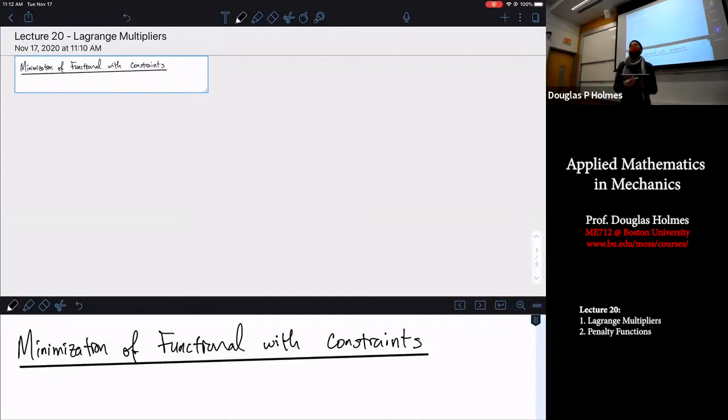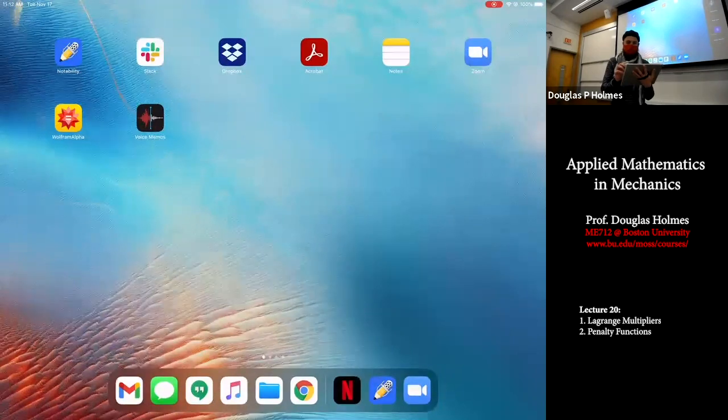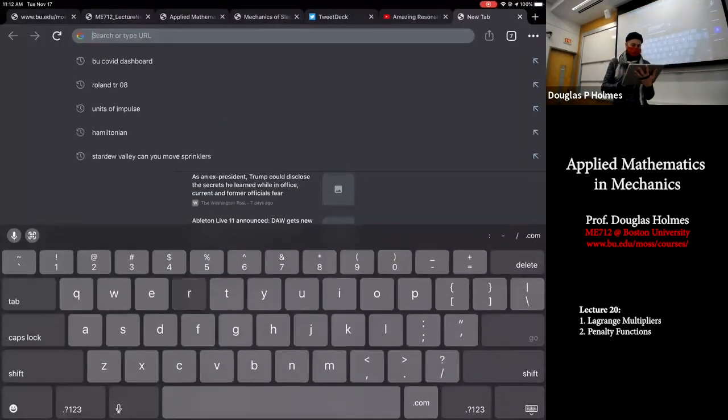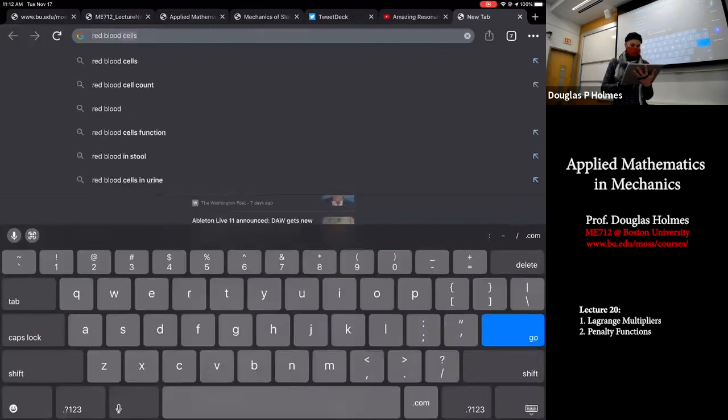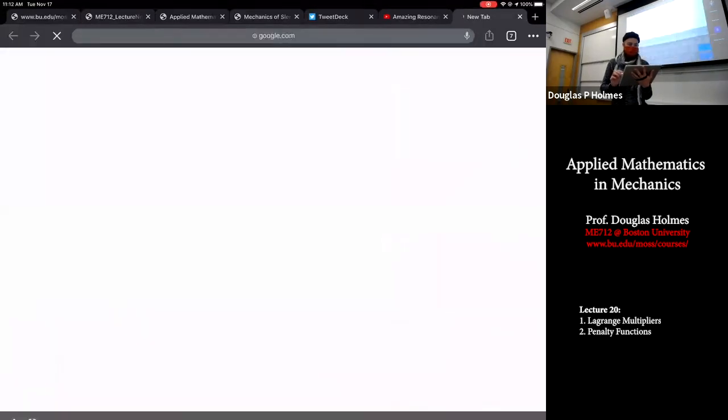So here's an example. In mechanics, biomechanics, biophysics, one of the places you continually see uses of variational calculus is in trying to describe the shapes of red blood cells and other lipid vesicles. Let me see if I can show you what I mean in case you're unfamiliar.